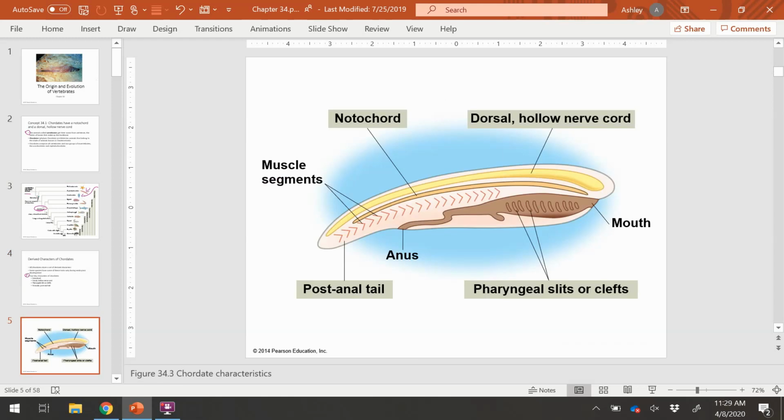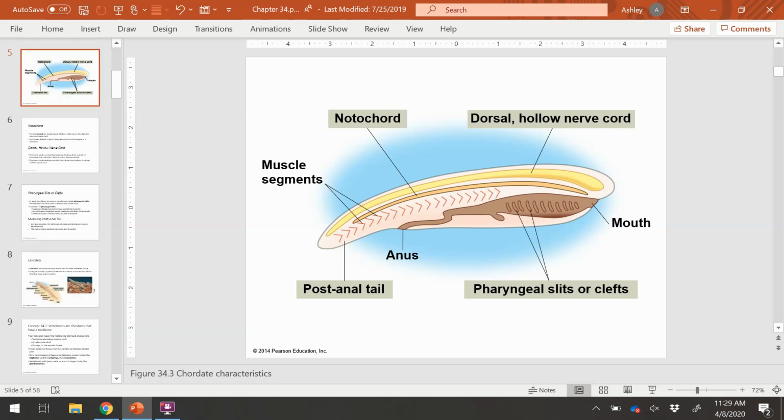So taking a look at our first diagram of these key traits, you'll find that the notochord is going to be more interior than the nerve cord. And so the notochord is going to help assist the backbone that develops. And so the nerve cord is going to develop the nervous system. You can see the pharyngeal slits or clefts and post-anal tail. So let's take a look at those and what those mean here.